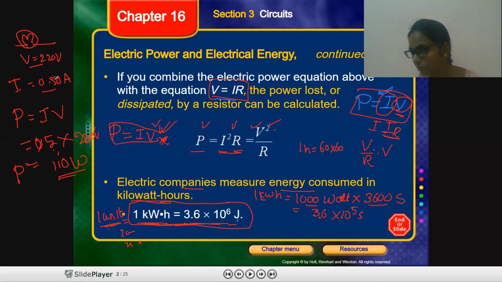So here one more problem. I just solved this problem. You see, an electrical refrigerator rated 400. I'll write here.